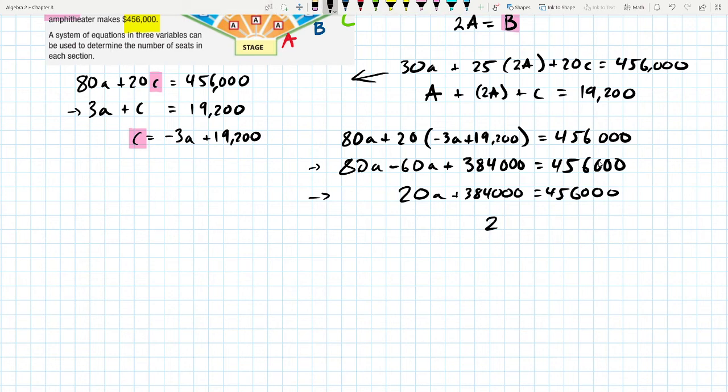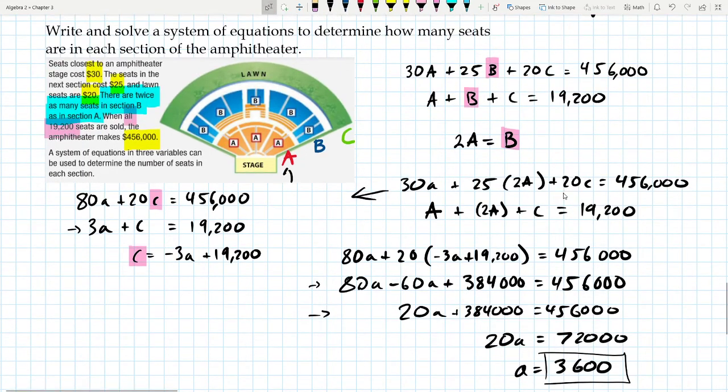Subtract that 384 from the 456, and I get 20A equals 72,000 divided by 20, and I get A equals 3,600. Let me double check to make sure that that's right. 456,000 minus 384,000. Yep, okay. So A is 3,600. So that tells me in this section A up here, there's 3,600 seats. That's a lot of people, but it's a big amphitheater.